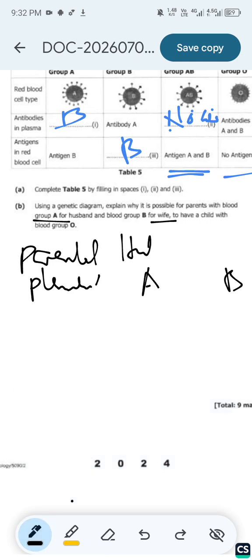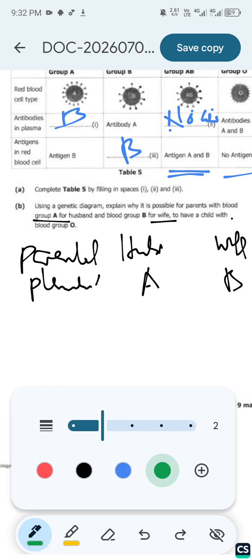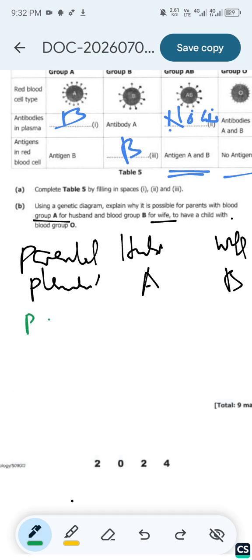Husband, and then we have a wife here. So this is the phenotype, meaning outward expression. These are the normal blood groups of these parents. And then we're going to look at parental genotype. For us to produce OO, we want to show the possibility of producing OO.